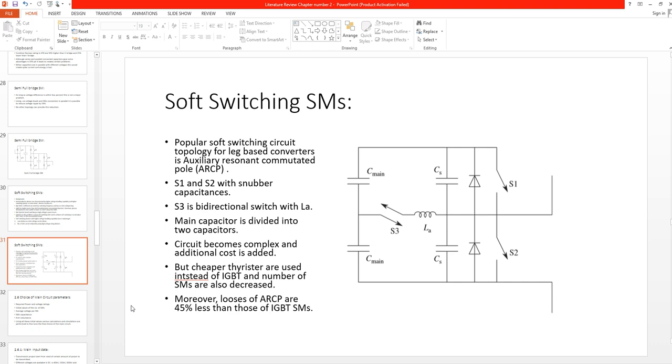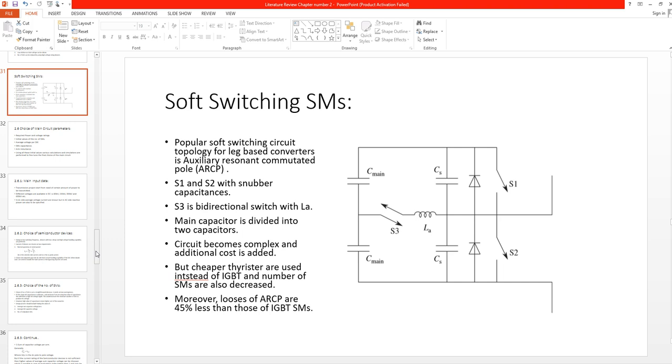So we can conclude that if we are using soft switching submodules, the complexity of the circuit is increased, the number of devices and the cost is increased, but compared to using IGBT in our circuit, the number of submodules as well as losses are basically decreased using soft switching submodules.